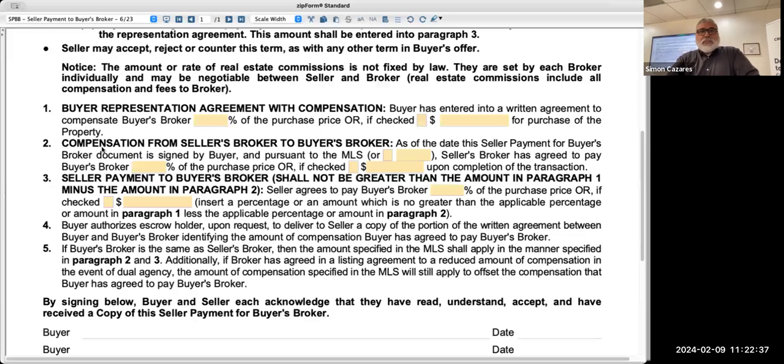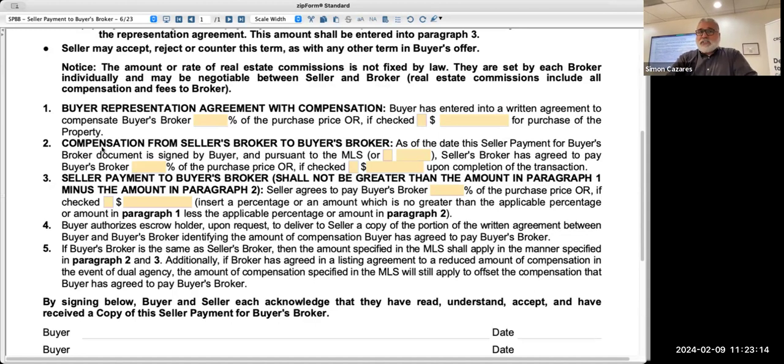Okay. Buyer representation agreement with compensation. Buyer has entered into a written agreement to compensate the buyer's broker. And then that's the percentage that you're going to put. Whatever you put on the buyer representation, if it's 1%, 2%, 0%, 3%, whatever that amount, that's what you're going to put. It also gives you the option to put a flat fee, right? If you're not charging a percentage, but you're charging $1,000, $500, $1, whatever it is, you put it on there. For the purchase of the property.